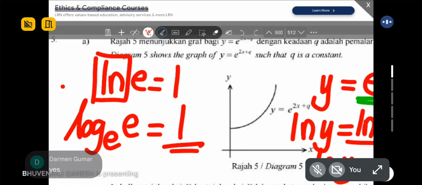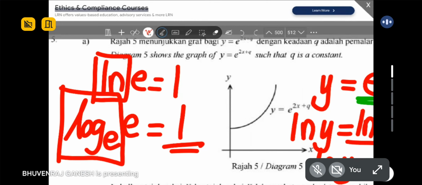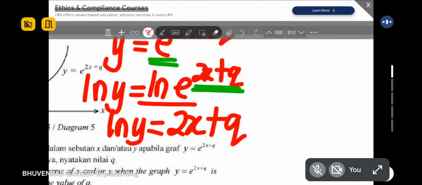Remember, ln is log base e. This is the concept. It's the same thing. Understand, guys? So that's why this one has no effect. It's a 1 over here. So 1 tak perlu tulis lah, because 1 times anything is that number.